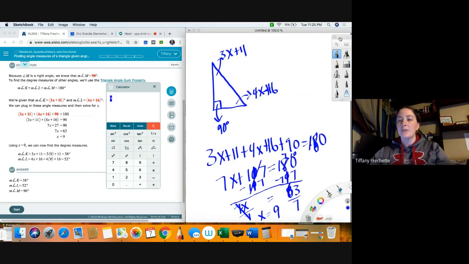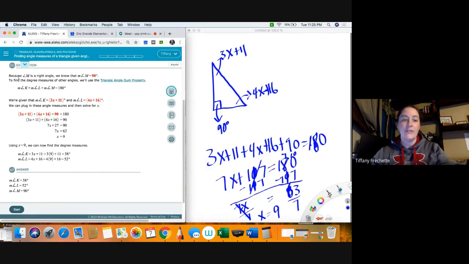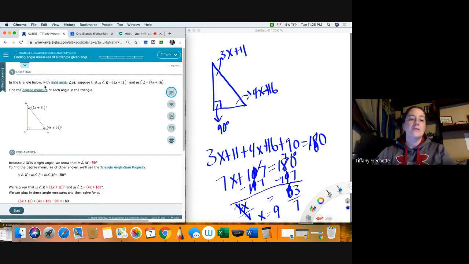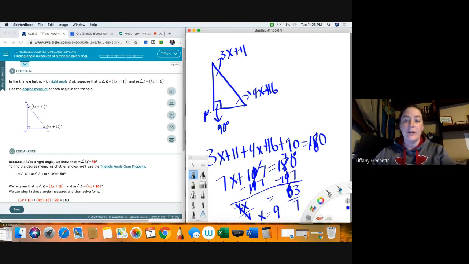And we're not quite done with this because they didn't ask us for what x equals. They said find the angle. They want to know what the angles are. So it says find the degree measure of each angle in the triangle. So first, the measure of angle M, we already know that. That's going to equal 90 degrees. So now we need to find the measure of angle K and the measure of angle L.